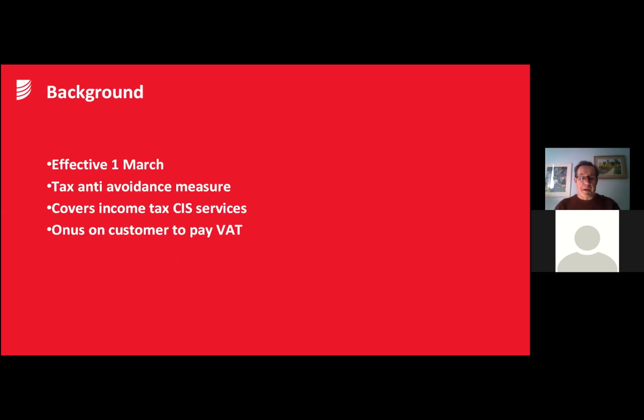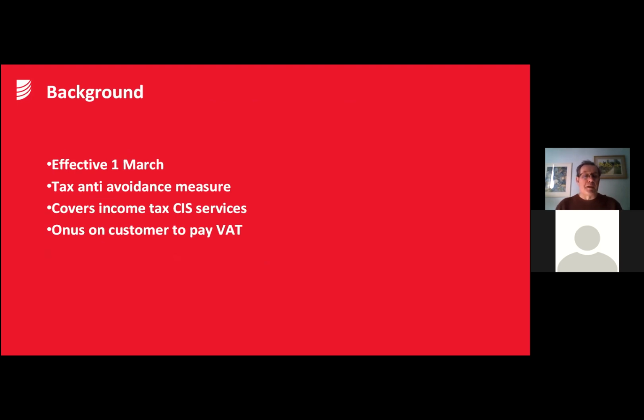So, some background basically on the reverse charge. It's with effect from the 1st of March. The reverse charge will apply to certain construction services between VAT registered businesses, and these are referred to as specified services. It applies where payments are required to be reported through the construction industry scheme, i.e. the income tax construction industry scheme, and it's mainly aimed at counter avoidance.